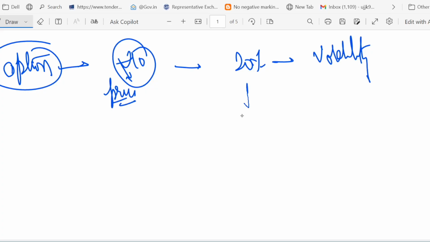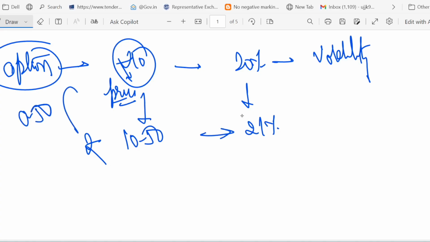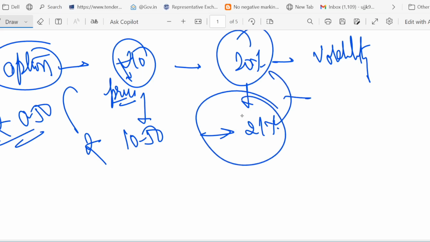Now suppose volatility increased to 21%, and the option price increased to 10.50 rupees. So how much extra? 0.50 rupees extra. That extra 0.50 is due to the Vega. So higher Vega means the option price moves more when market volatility changes. This 20% and 21% indicate the volatility of the market.